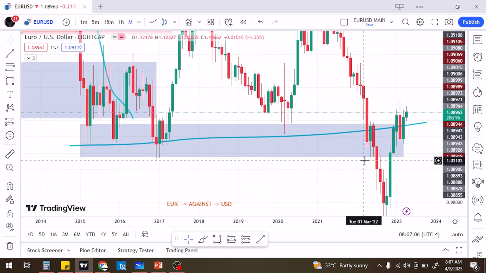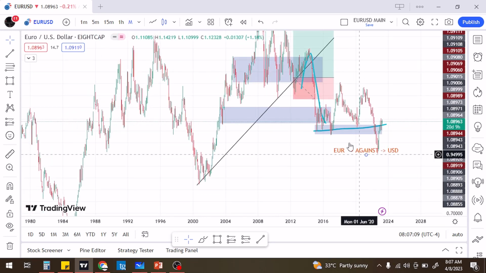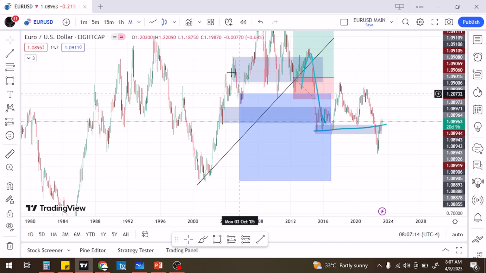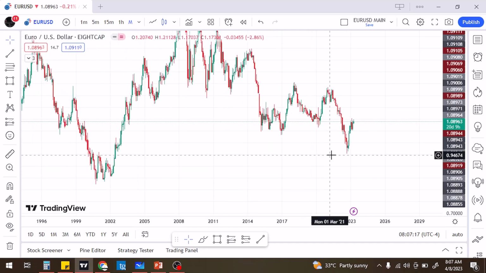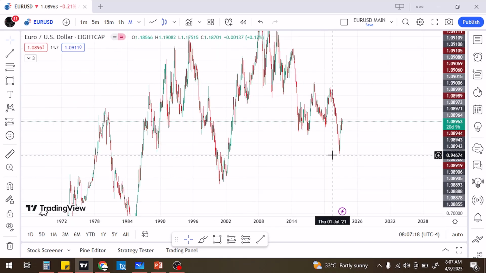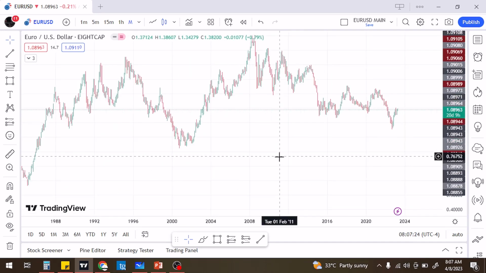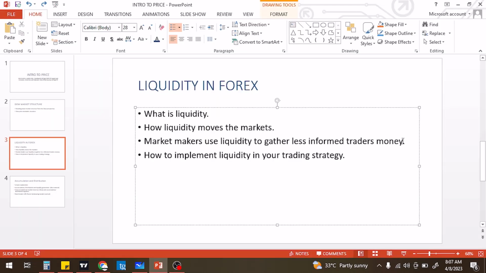It gives them a bullish confirmation here, and what happens? It goes against them full time, taking everybody's money, and when the market does that, it gives a very huge move. When it takes a lot of both sides' money, it makes a huge move. So that's basically what liquidity means: money is in the market and the market manipulates people out of those zones. The market maker uses liquidity to gather less informed traders' money.